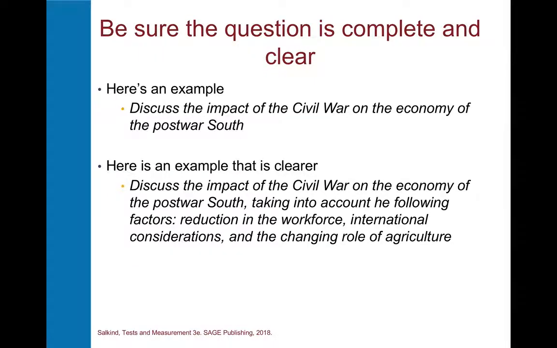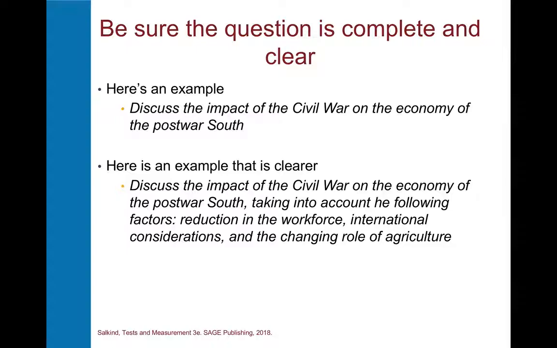The second recommendation, and this may sound simple, but sometimes essay questions are not very clear in their presentation. So let's take a look at the first example at the very top. It says, discuss the impact of the Civil War on the economy of the post-war South. Now, this is no doubt a very interesting topic, but due to the general nature of this question, you could easily write a 7-volume book about this. And so you want to try to make it as clear as possible.